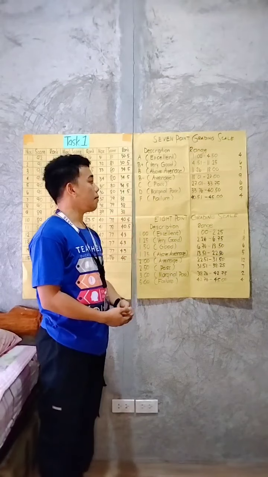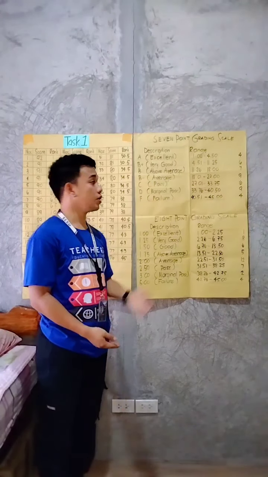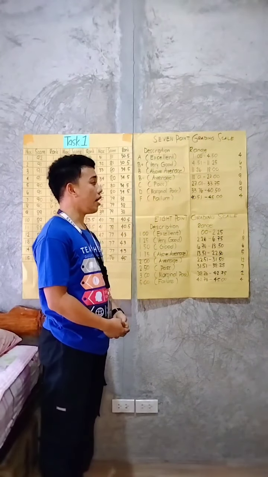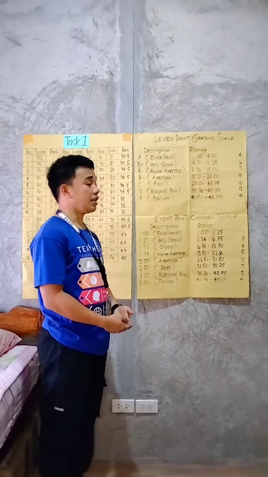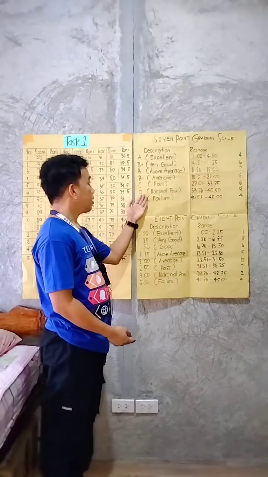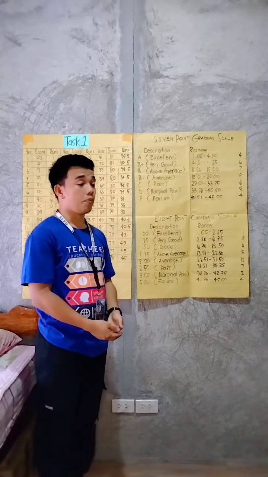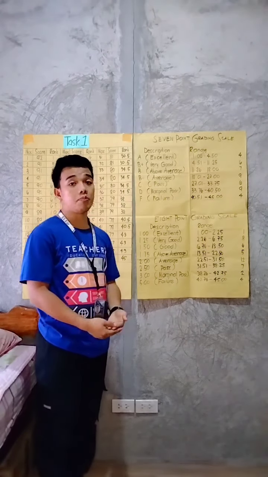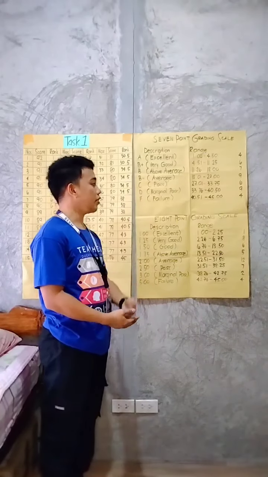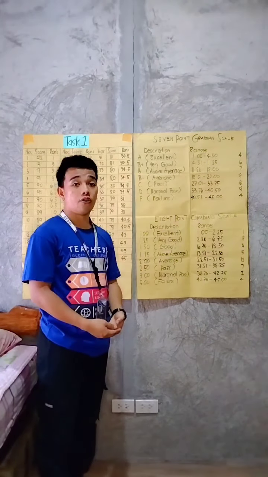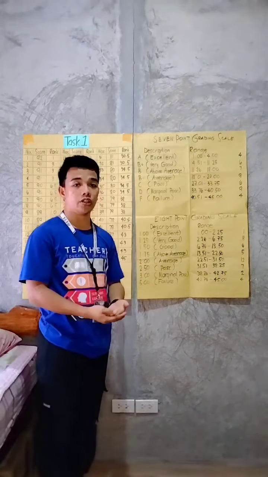C is the pass, which has a range of 27.01 to 33.75. For the marginal pass, a range of 33.76 to 40.50. And for the failure, a range of 40.51 to 45.00.